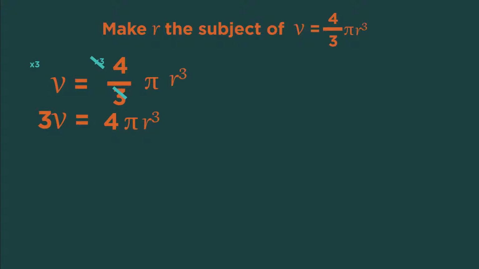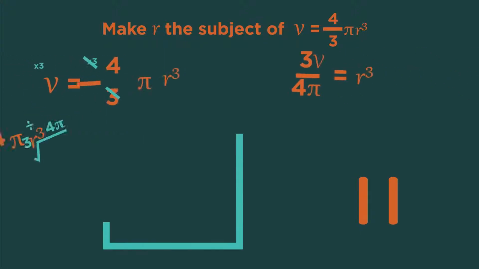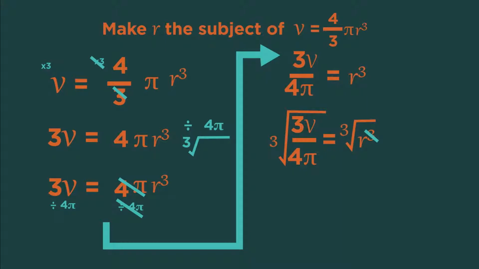Can you now solve the rest of it to make r the subject? First divide by the 4 pi in one go and then cube root everything. Pause the video and give it a go. Did you get it right? Remember that cube root and cubing are opposites, so they cancel each other out.